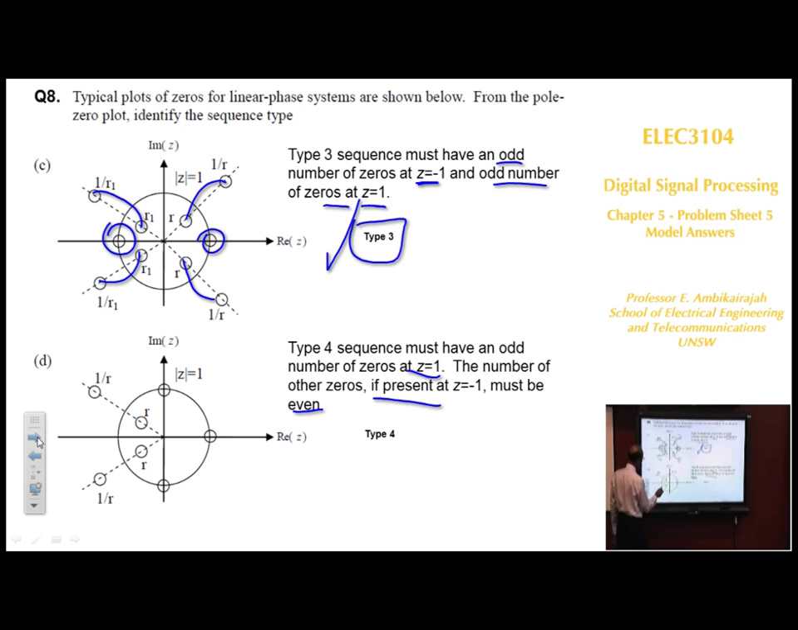Okay, let's go back here and see. Reciprocal of that, that's fine, that satisfies the linear sequence. There's one here, the reciprocal of that is that, so that's fine. Then you must have odd number at z equal to 1. There's 1 here, that's fine. There's none if present only. There's nothing at z minus 1, so that's fine as well. There's nothing there, so we don't need to worry about that. So therefore this is type 4. So from the pole-zero pattern, you should be able to work out linearity by reciprocating them, and then you need to work out whether it's type 1, type 2, type 3, type 4.